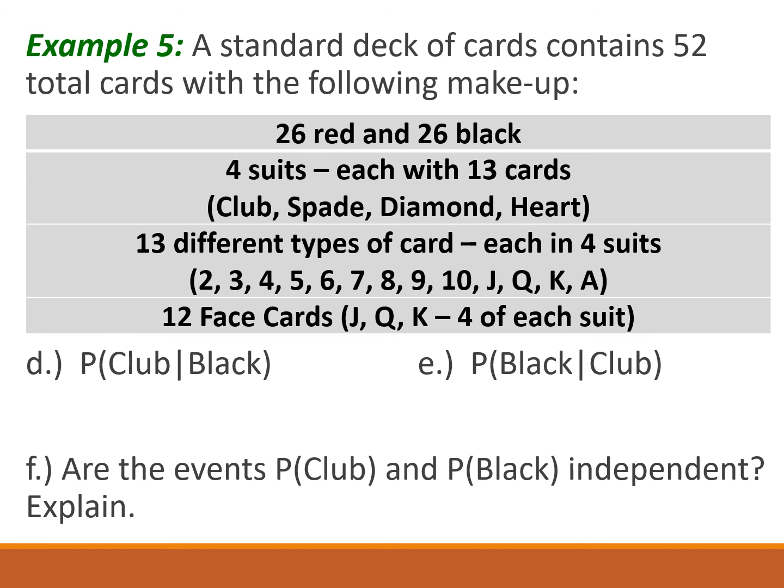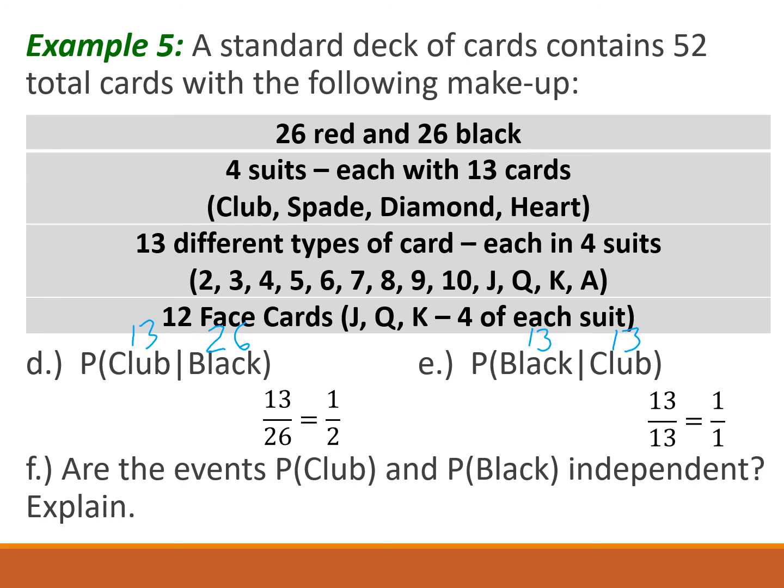Last set of examples, find the probability of drawing a club given that the card is black. So there are 26 black cards, and of those 26 black cards, half of them, or 13 of them, are clubs. Okay, that simplifies to 1/2. Find the probability of drawing a black card given it's a club. 13 cards are clubs. Of those 13 clubs, all of them are black. So this simplifies to 100%.